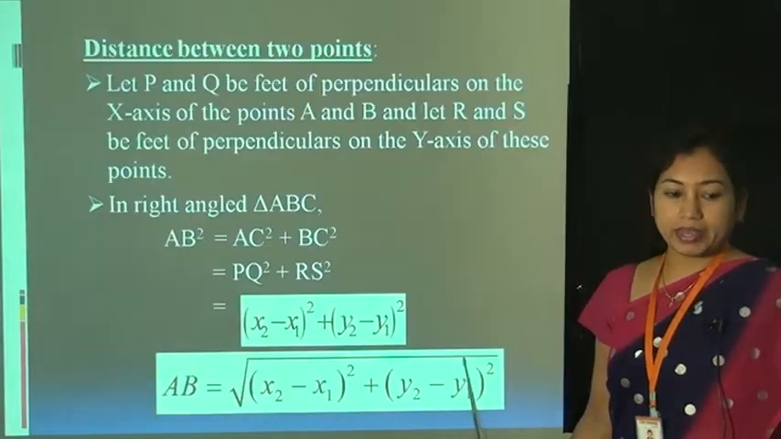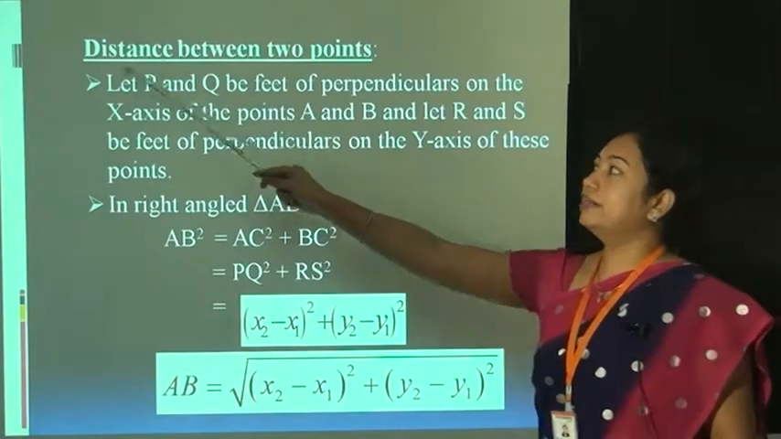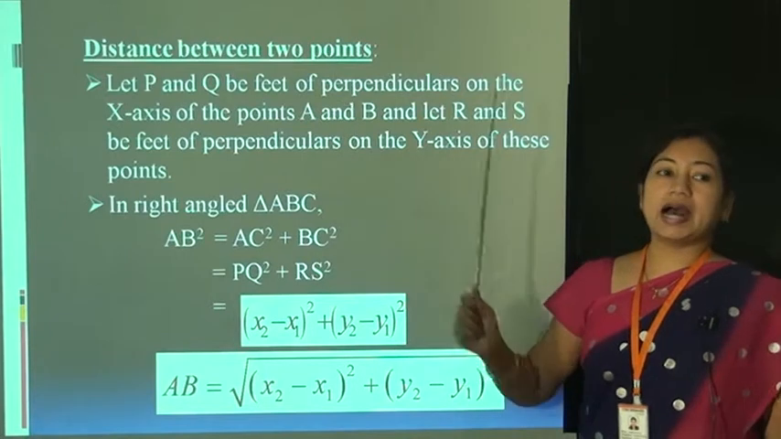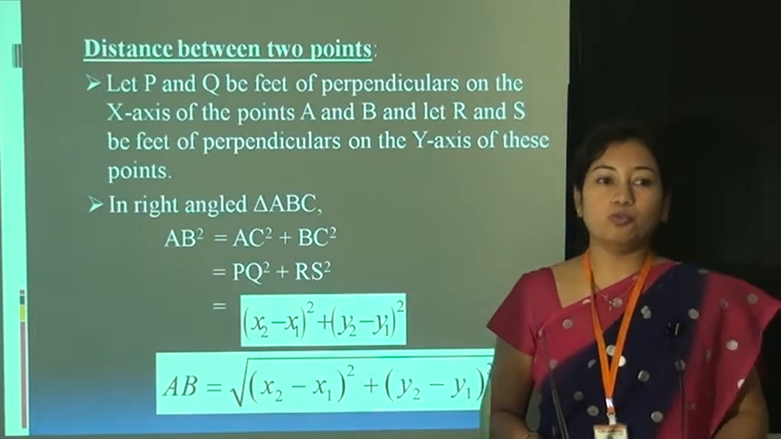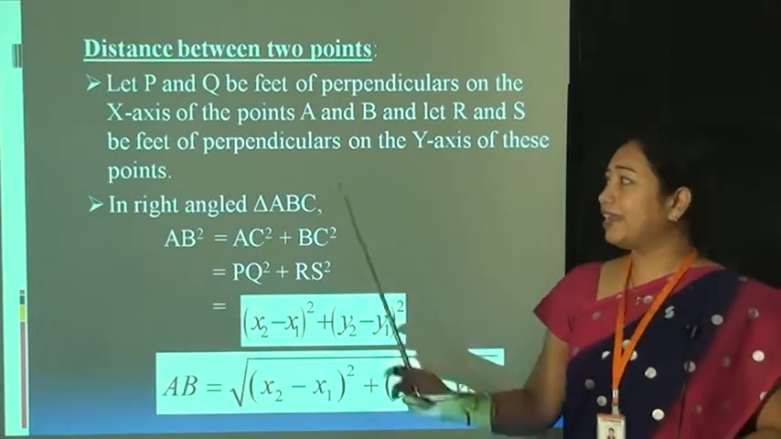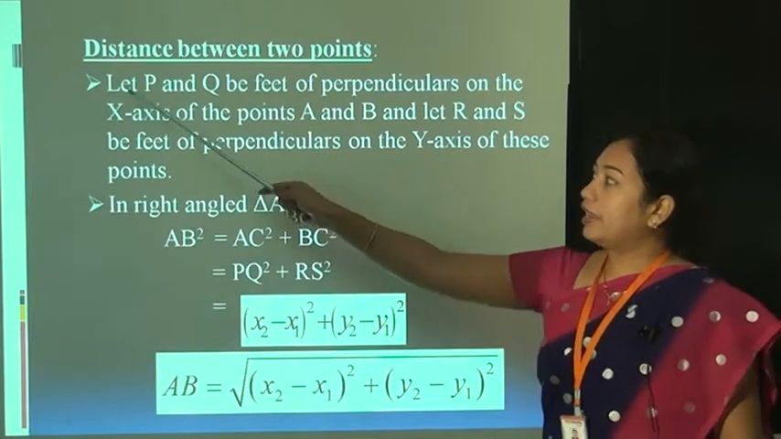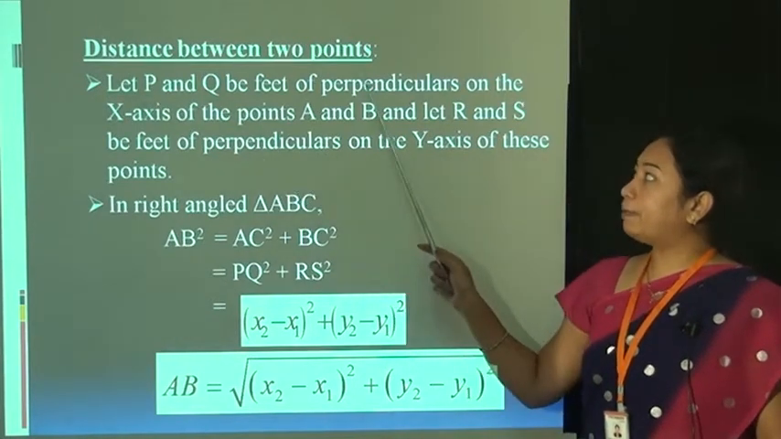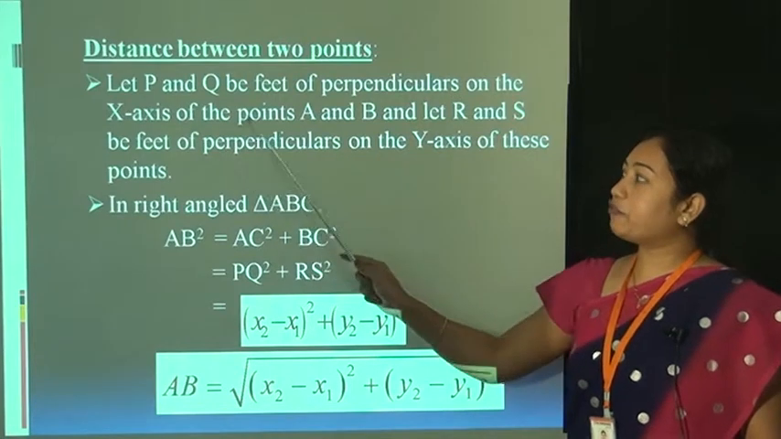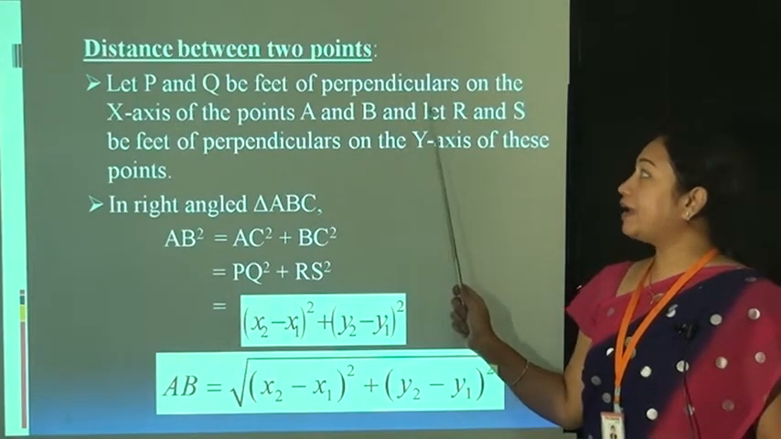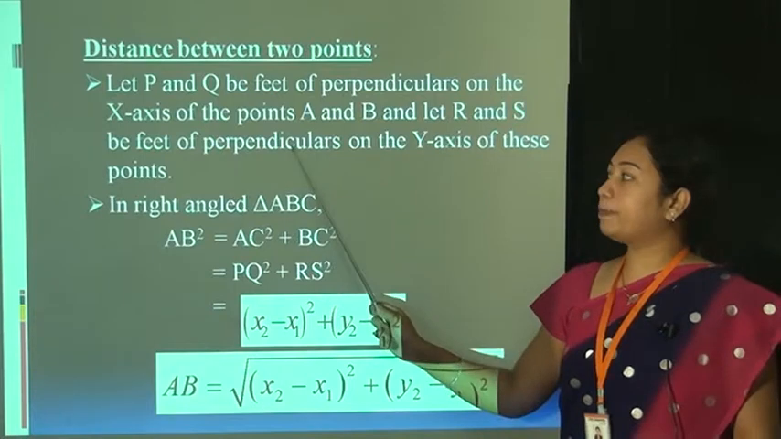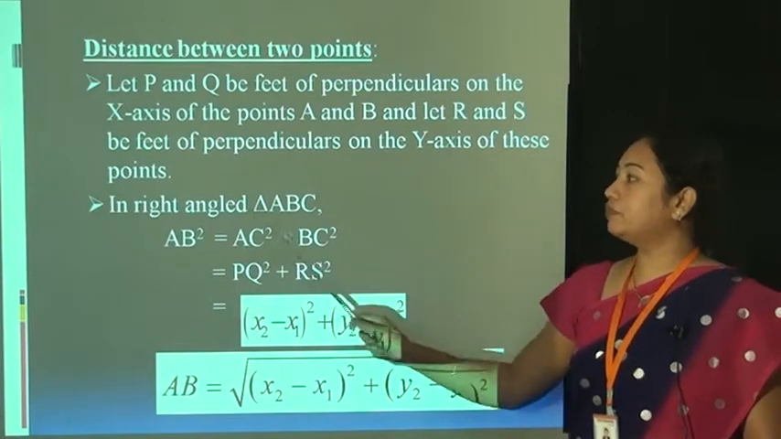Now let's move ahead. Second point, distance between 2 points. How do we calculate the distance between 2 points on a coordinate system? For that, let's see the theory. Let P and Q be the feet of perpendiculars on the x-axis of points A and B, and let R and S be the feet of perpendiculars on the y-axis of these points.